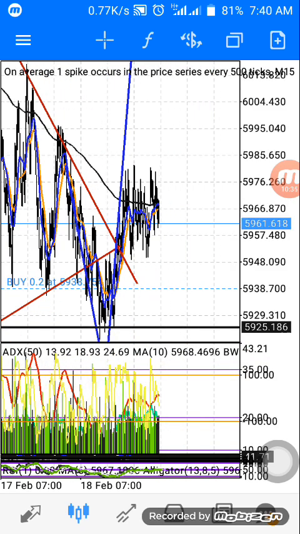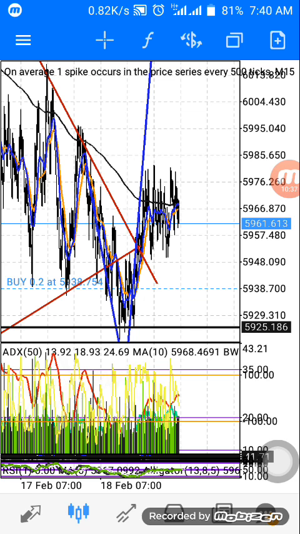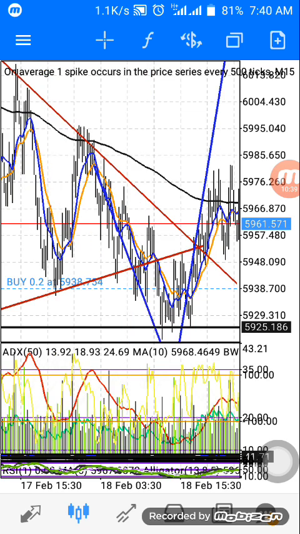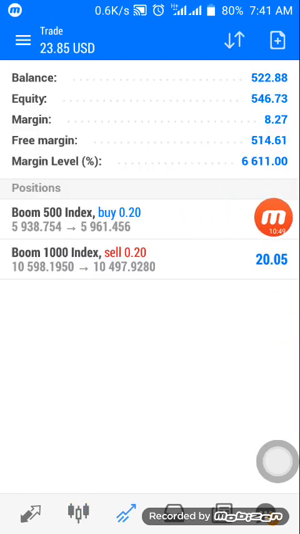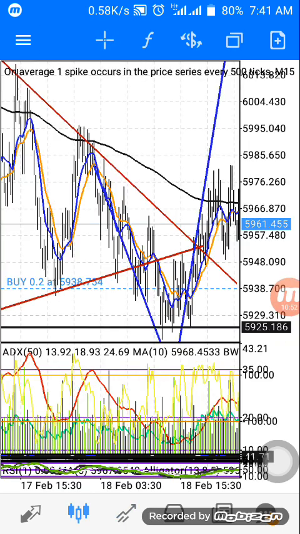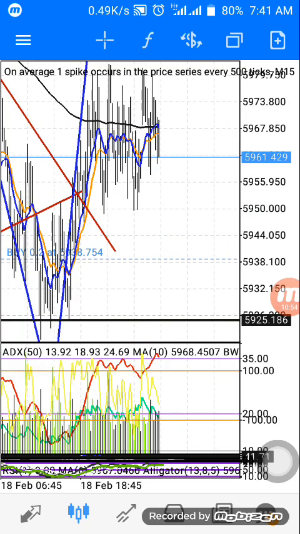You will see I'm buying right down there. If you see my entry, you will see that I'm buying at this point. Look at it here. You can see I'm buying on the market here, and I'm in profit already. So that is how it works, guys.